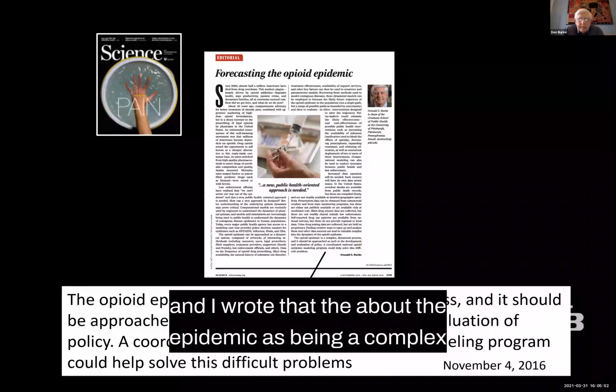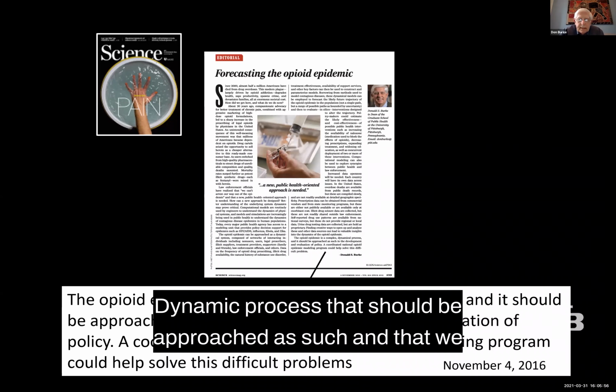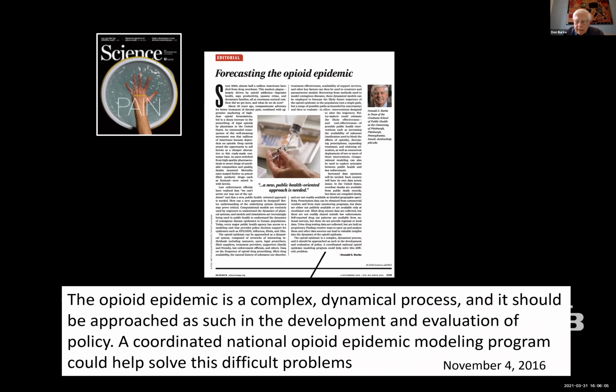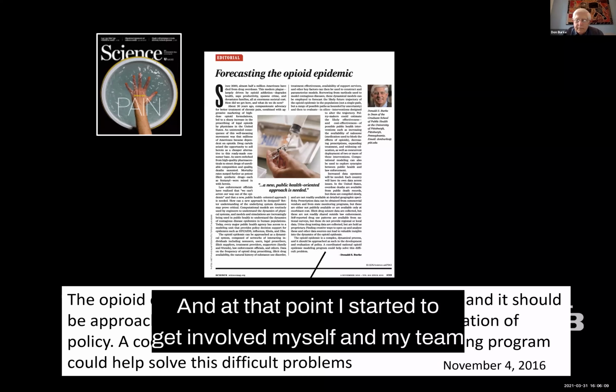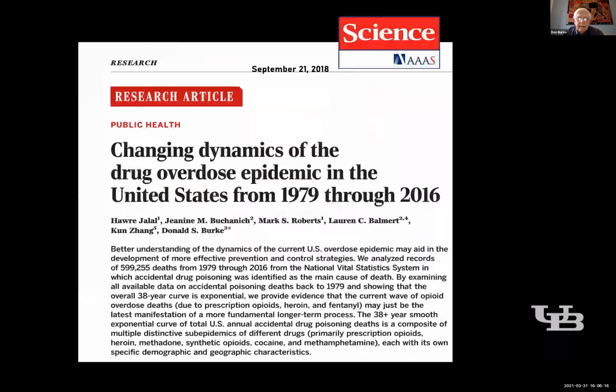And I wrote about the epidemic as being a complex, dynamic process that should be approached as such, and that we needed a coordinated national opioid epidemic modeling program. This was 4.5 years ago. And at that point, I started to get involved myself and my team to do this kind of work.